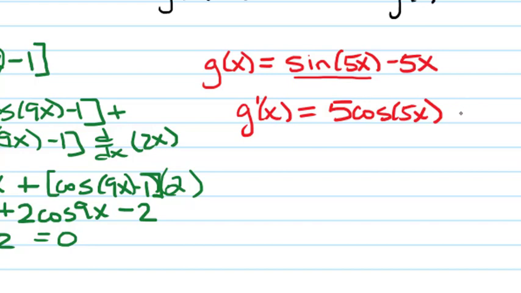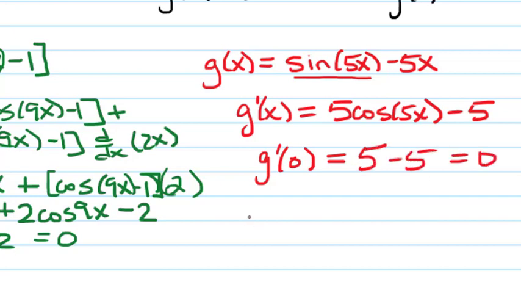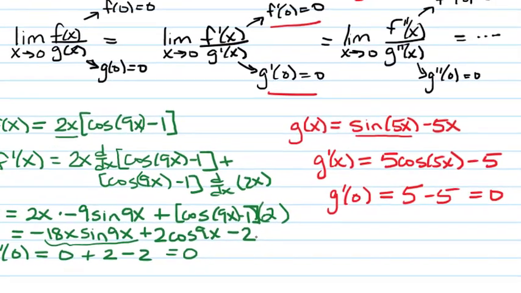Now the derivative of negative 5x is just negative 5. So let's see what happens when we plug 0 into g prime. We're going to get 5 times 1, which is 5, minus 5 is 0. So once again, we see that we have a 0 over 0 indeterminate form.